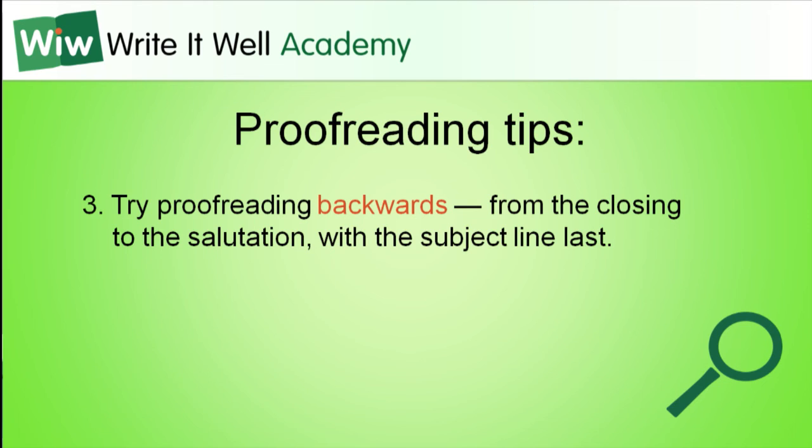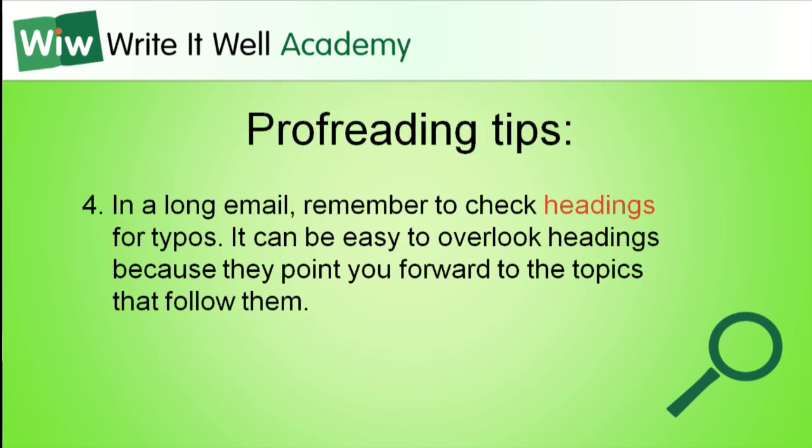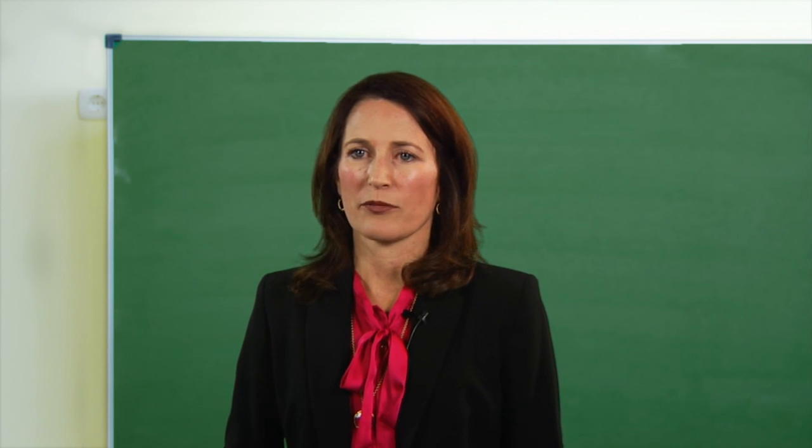Try proofreading backwards from the closing to the salutation with the subject line last. That's another tip that professionals use to make sure that they haven't missed any errors. In a long email, remember to check the headings or the subject line, any other places where typos can be hiding. It's easy to overlook headings because they point you forward to the topics that follow them. And that's the whole point. But you want to make sure that there are no problems in your headings, subject lines, or other places that can sometimes be hiding.